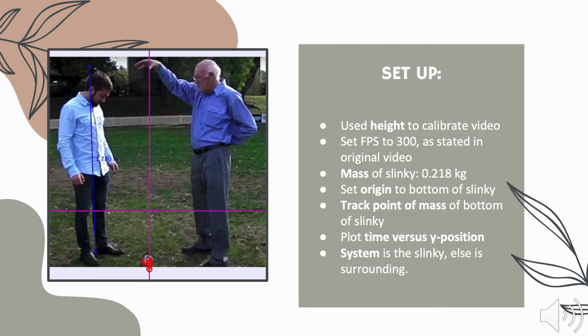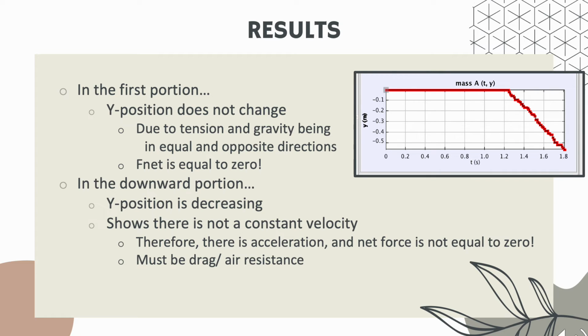The system is the slinky and everything else is the surrounding. Our results from the experimental model show that in the first portion, y position does not change. This is because tension and gravity are working in equal and opposite directions, so F net is equal to 0. Then in the downward portion, we can see that the y position is decreasing. This shows that there is not a constant velocity, and therefore there is an acceleration of net forces not equal to 0 in the second half. Therefore, there must be drag or air resistance.